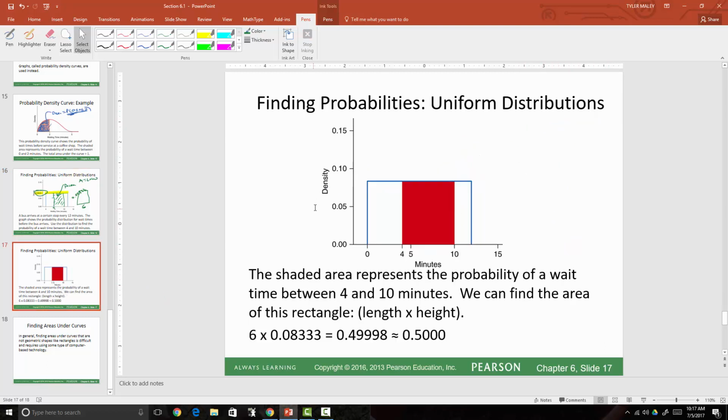I have this more drawn out on the next slide. This is the area I was looking for, in red. The area is length times width. The width is 6, because we're going from 4 to 10, and the height is the 0.08 number. This gives me approximately 0.5, the probability.